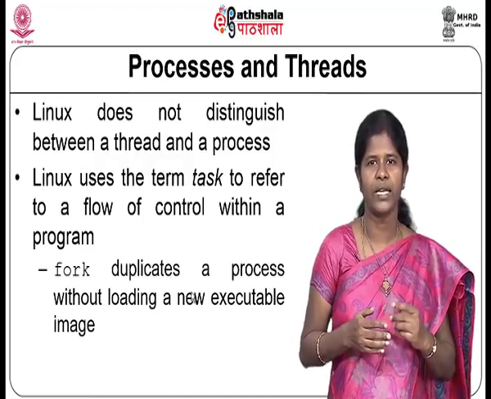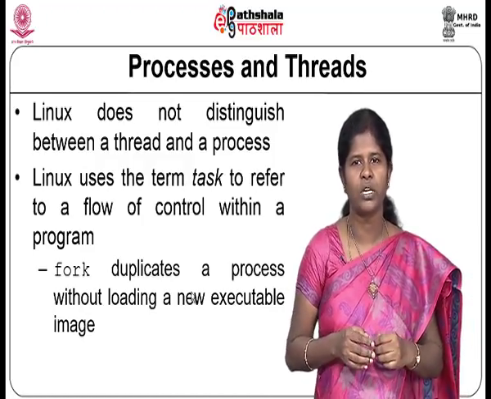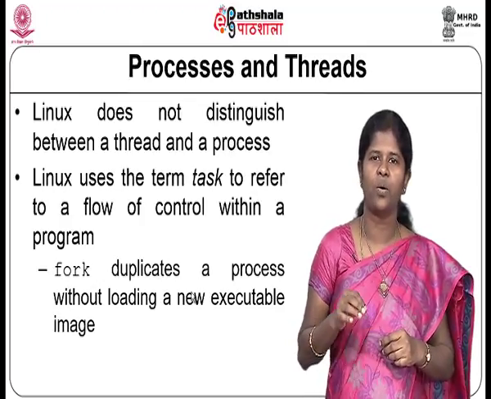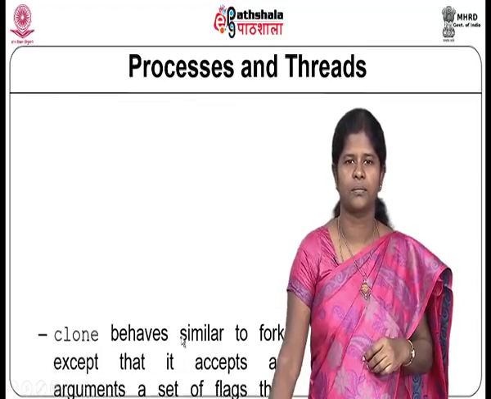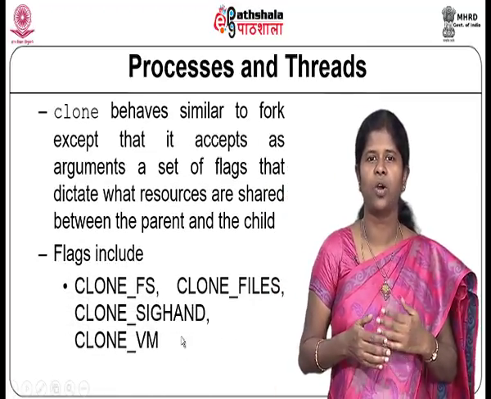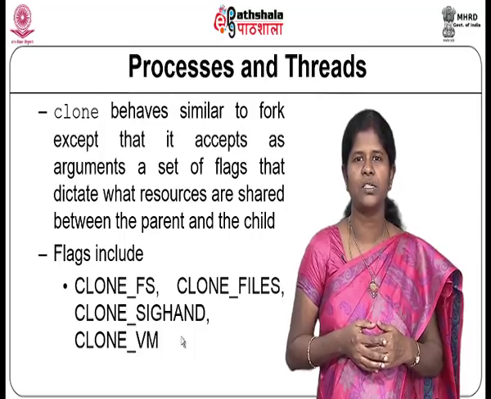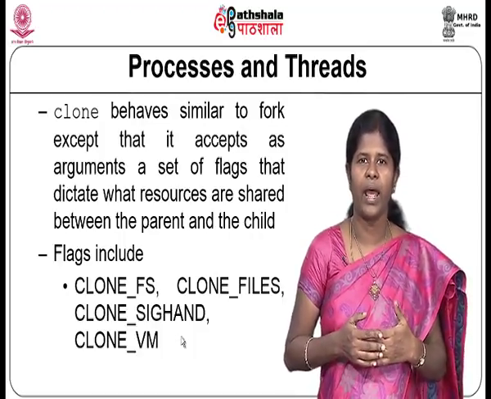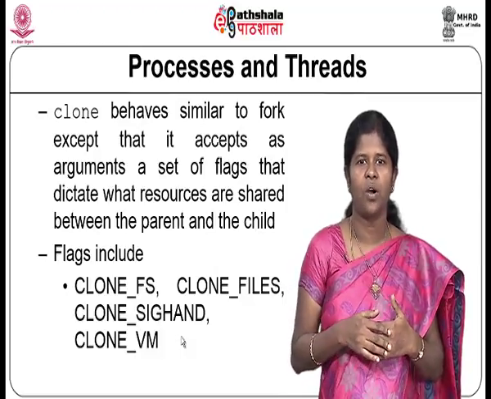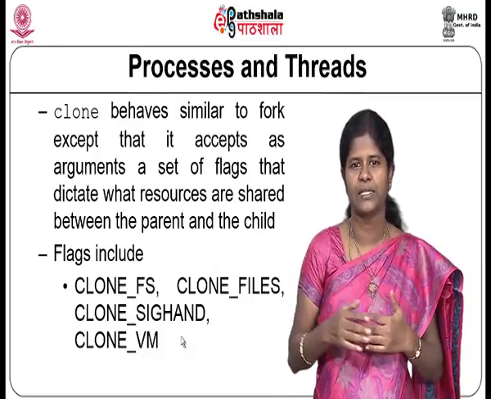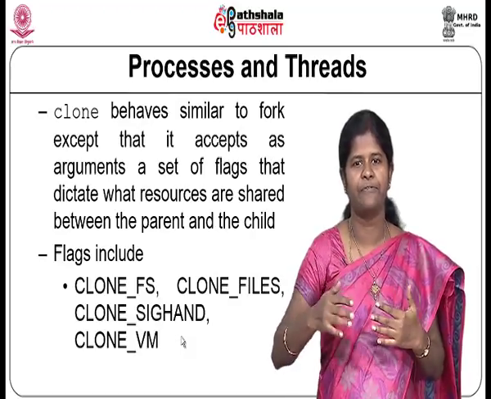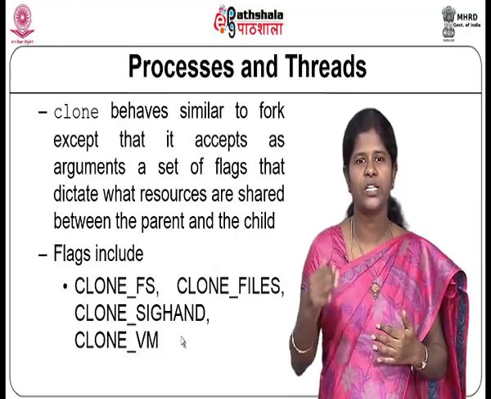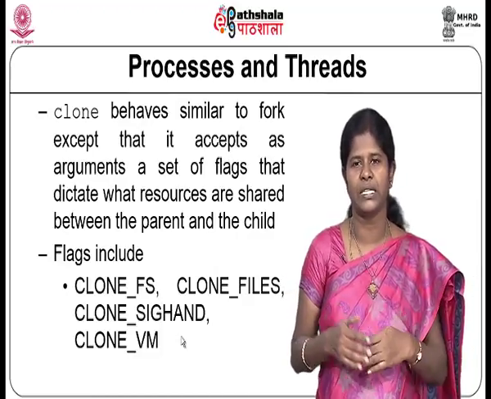When fork is called, fork will duplicate a process without loading a new executable image. There is another similar call, which is called clone. This also behaves very similarly to fork, but clone accepts a set of flags as arguments. These flags, depending on whether they are set or not, decide which resources are shared between the parent and the child.